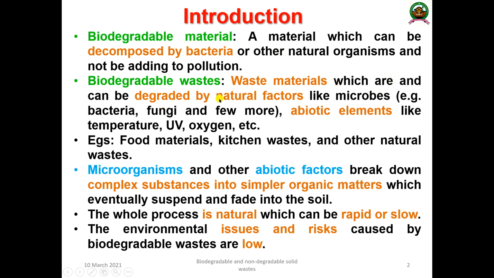can be degraded by natural factors such as microbes, that is bacteria, fungi, and a lot of other organisms, or abiotic elements like temperature, UV radiation, oxygen, etc. These are biodegradable waste, the waste which can be degraded by natural means or the abiotic environment. Examples: food materials, kitchen waste, and other natural waste.